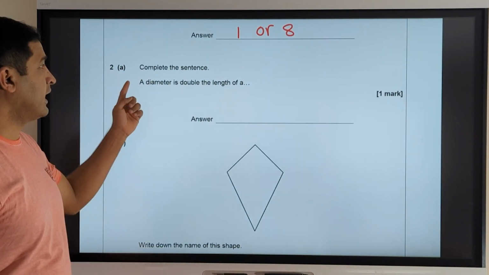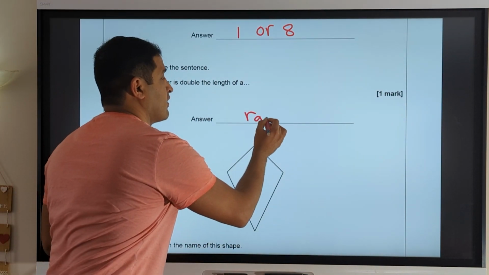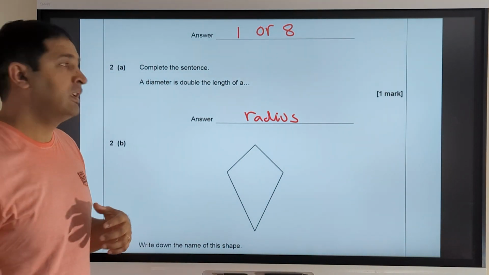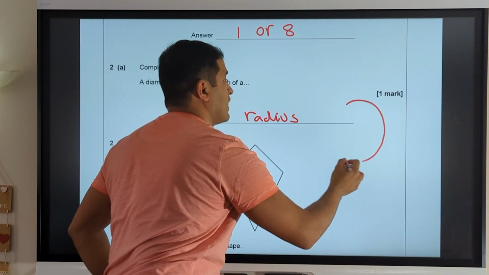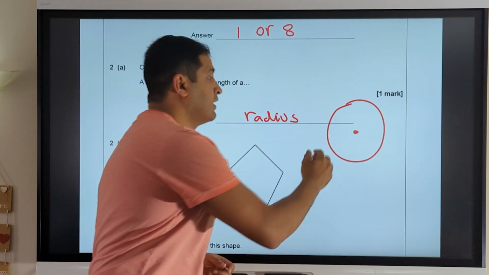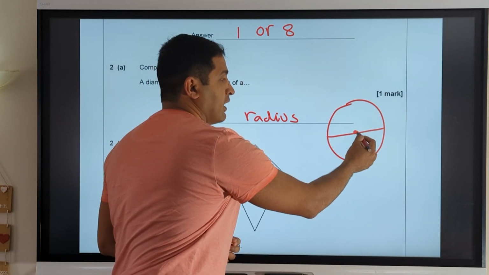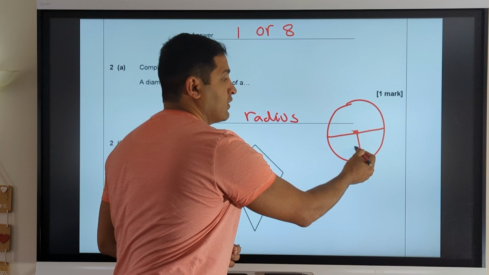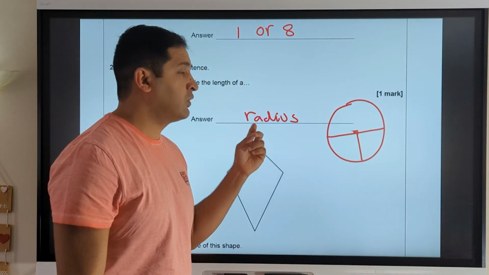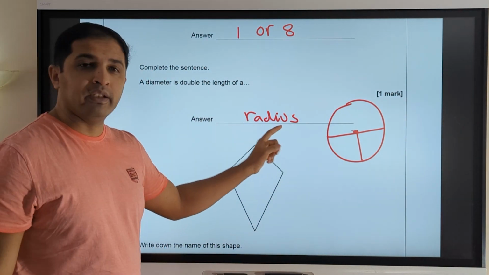Complete the sentence. A diameter is double the length of the radius. So we need to know the names of the parts of the circle. For example, if you have a circle here, the diameter is the line that runs through the center all the way across. And the radius is half of that, from the center to the circumference. So that's the radius. The diameter is made up of 2 radii. So a diameter is double the length of the radius.